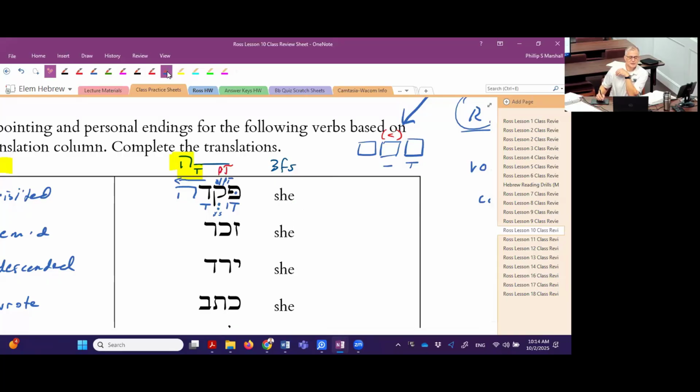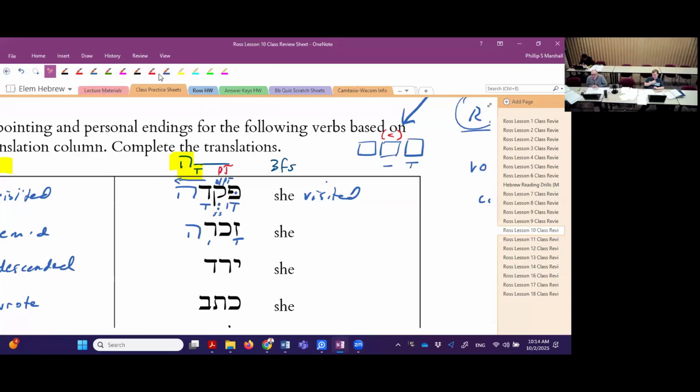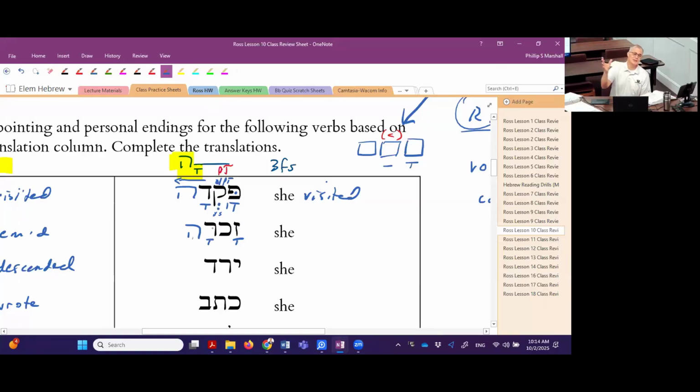Pakad is visit, right? So she visited. Good. All right. Now, we got the pattern here. Pakad becomes pakada. So, kamets is what I want to have for my vowels, but for she, I want to add kamets. What happens to the pathach under root 2? We reduce that to a vocal shva, because it becomes open and pretonic when resh goes with the tonic vowel there.